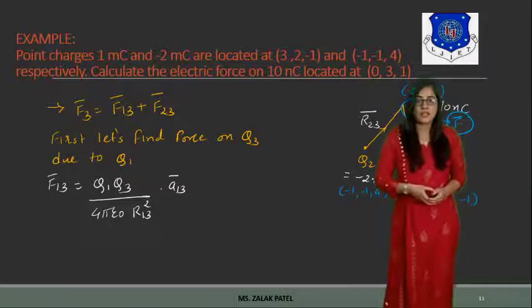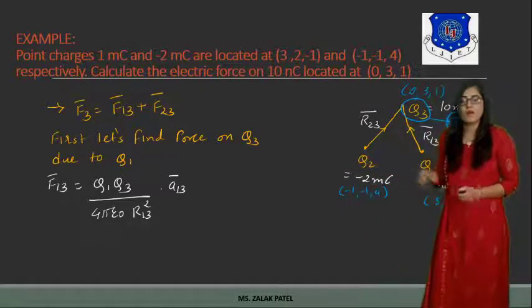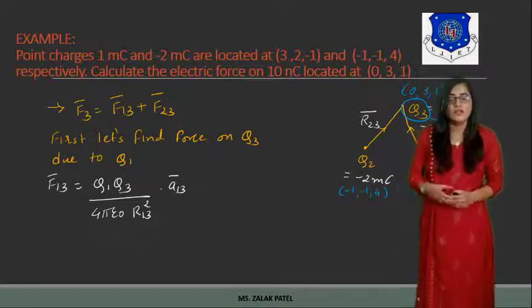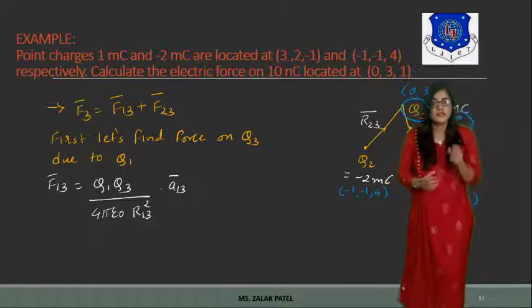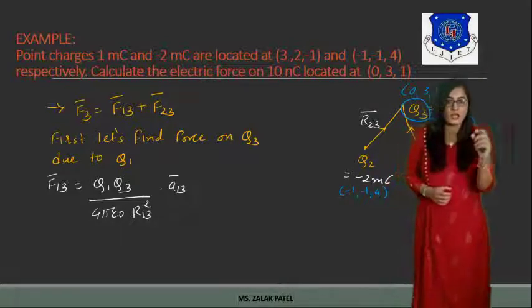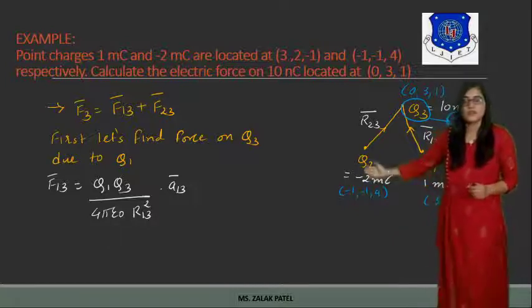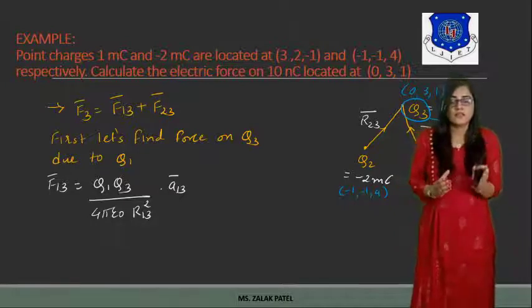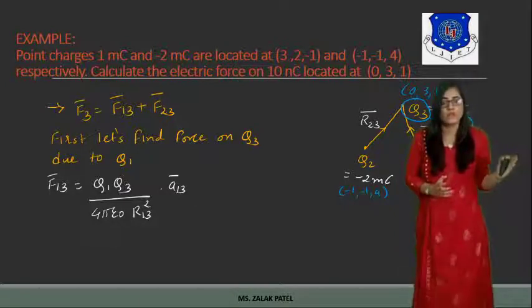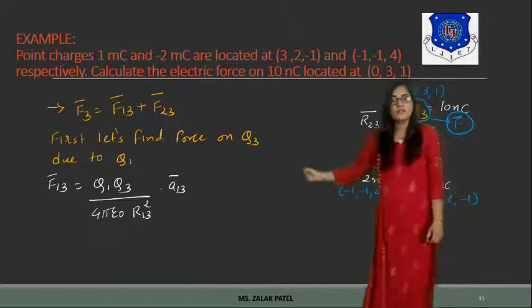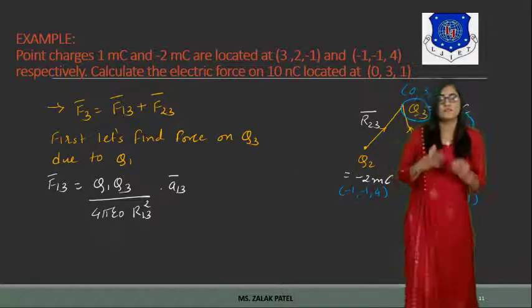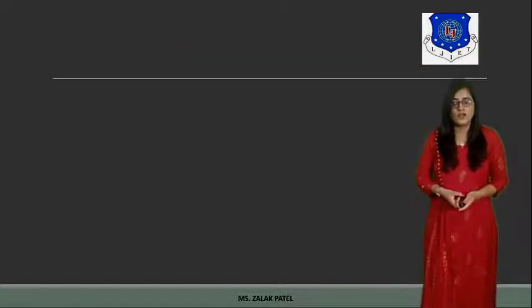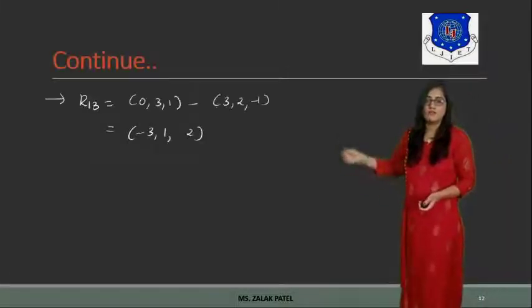Here F13 can be given by Q1 Q3 upon 4 pi epsilon 0 R13 square into E13. Here R13 means the distance between the third point charge and the first point charge. R13 square means the magnitude of the distance between point charge Q3 and point charge Q1, while E13 is the unit vector of distance, meaning the distance upon its magnitude. So F13 can be given like this.